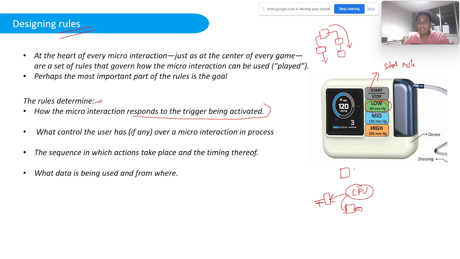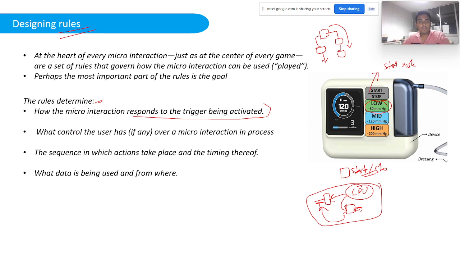So the logic, the rules behind this particular trigger, start and stop, is this: a sensor value will first be detected, and then the system will run a motor. And every time you have a change in the sensor value, the speed of the motor will also change. That means the CPU will maintain a balance between these two. So this will be a loop.